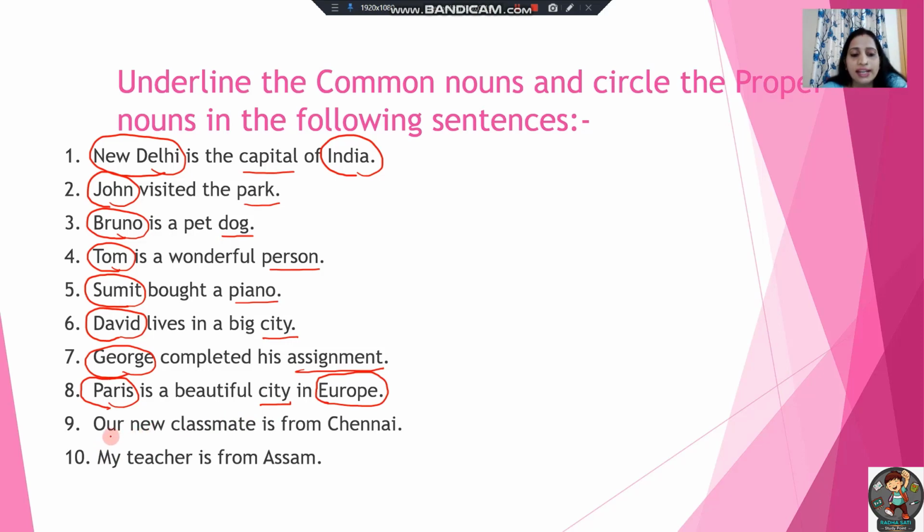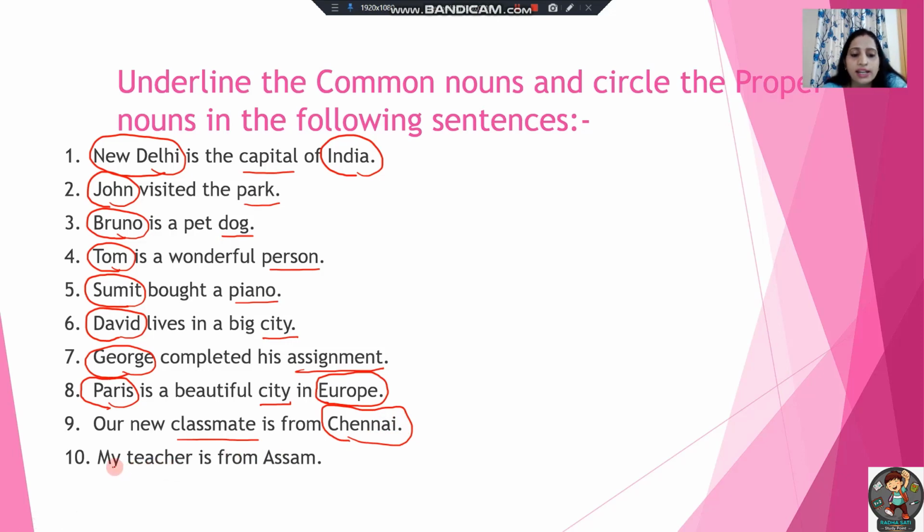Now in the next sentence, our new classmate is from Chennai. So we are talking about the classmate, but we don't know his or her name. So that's why it will be a common noun. We will underline this. And Chennai, it is the name of a place. So we will circle it because it will be a proper noun.